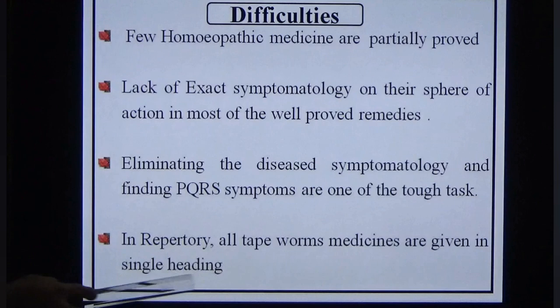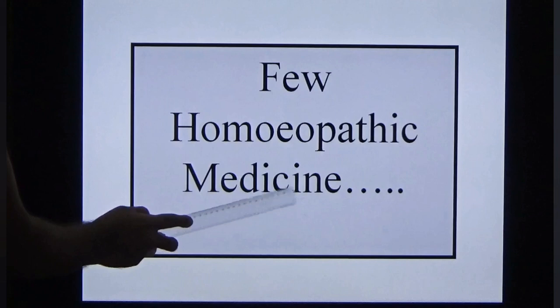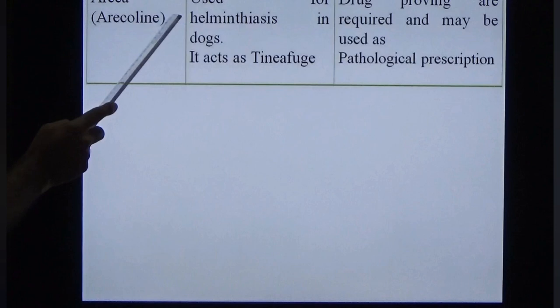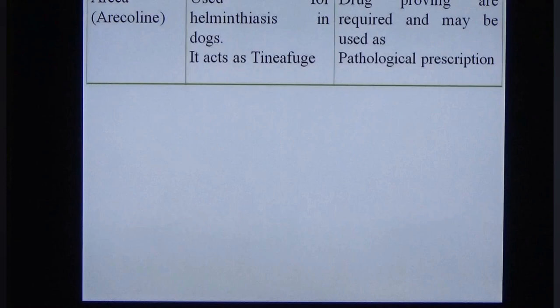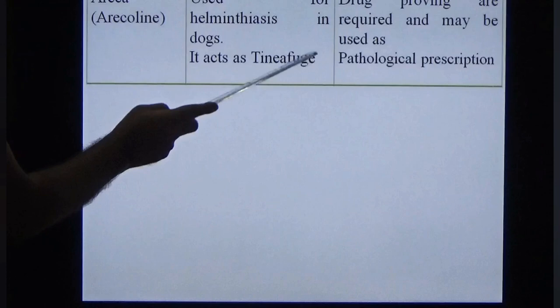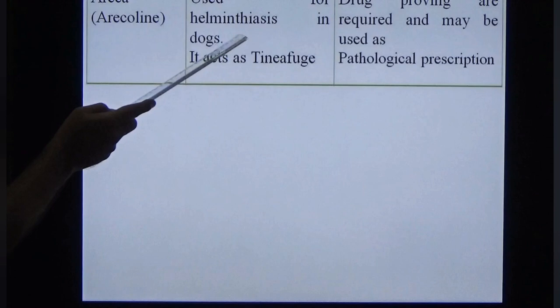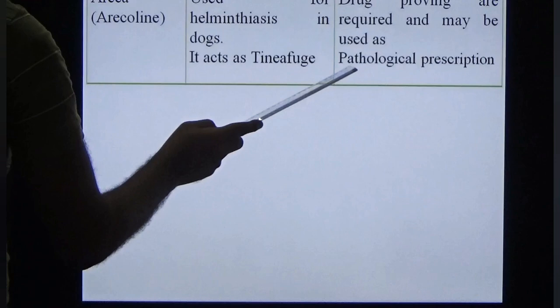Okay, here I am mentioning a few homeopathic medicines. Areca contains arecoline. This arecoline is one of the alkaloids used in modern practice as a helminthic remedy for helminthiasis. Used for helminthiasis in dogs, it acts as a taenifuge. But we have only this symptom. We don't have much symptomatology about which type of helminthiasis, which type of dog, which type of tapeworm. So what is required? Drug proving is required. Maybe we can use it for pathological prescription.